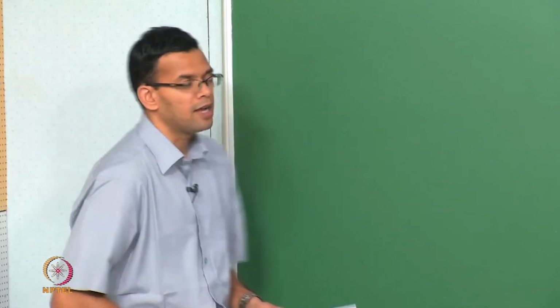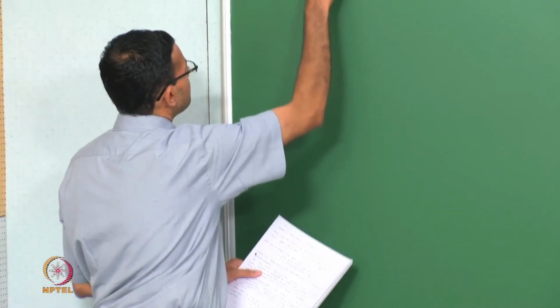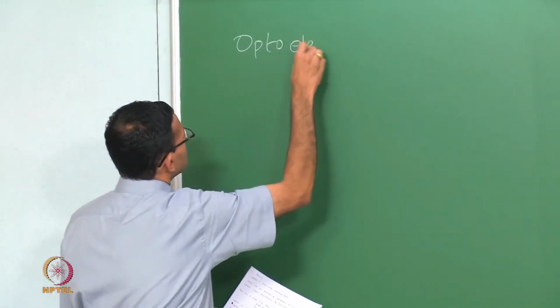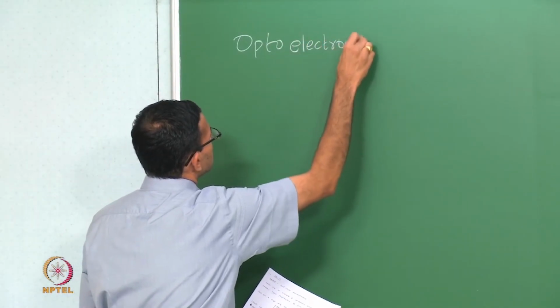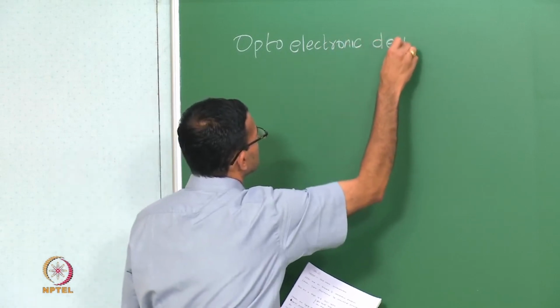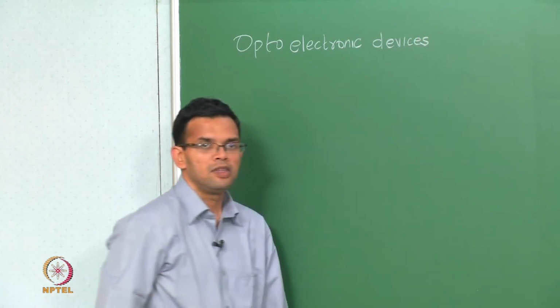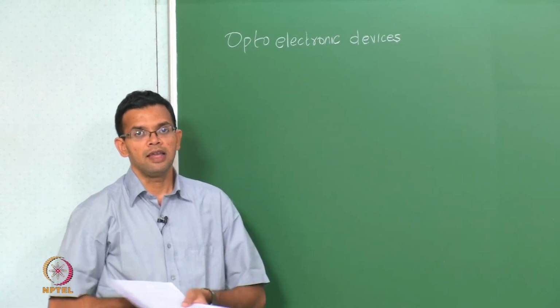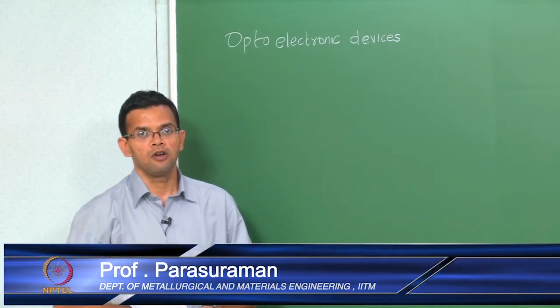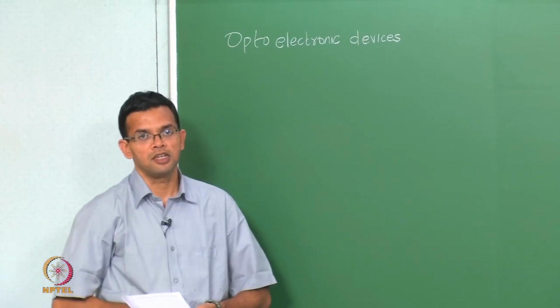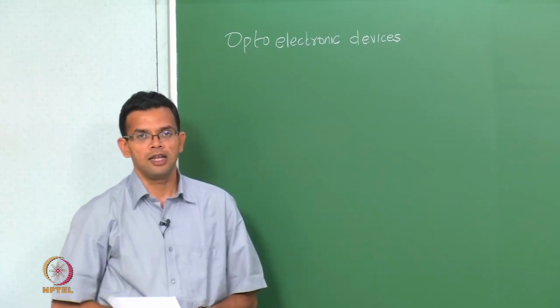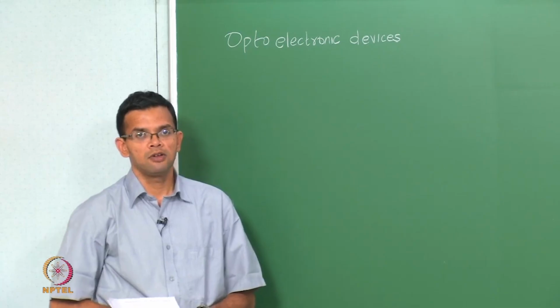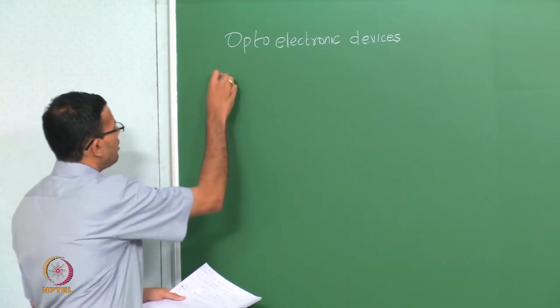Let us start with a brief review of last class. For the last couple of classes, we have been looking at optoelectronic devices. These are devices where there is interaction between incident light and the electrical properties of the material, or you have a situation where electrons and holes recombine in order to give you a light output. Last class we looked at LEDs or light emitting diodes.